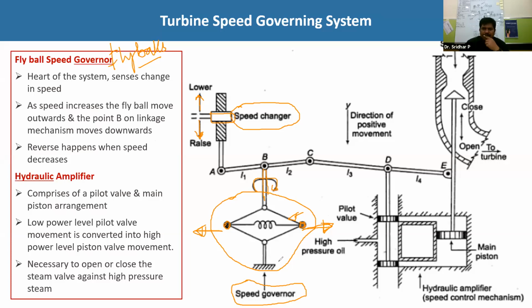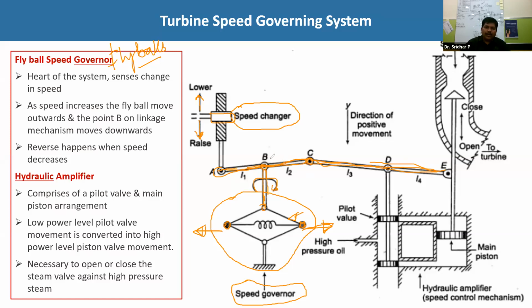And next, this speed governor, on one side, will be connected to the linkage mechanism. So this is the linkage mechanism, ABC and CDE. ABC is one link, and CDE is another link. These two links are fixed at point C, and similarly there are different pivoted points. Now this ABC is pivoted at 3 points, A, B, C.